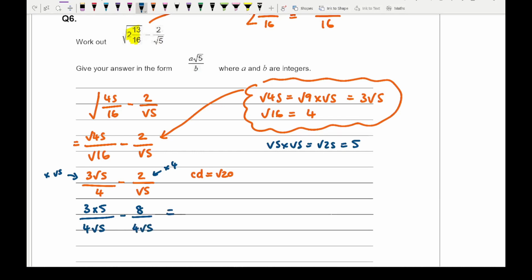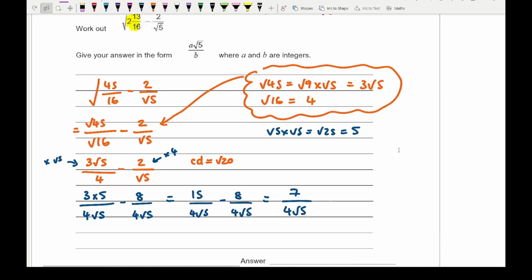Now from this, what I can then do is just simplify them. So I get 15 over 4 root 5. Oh, don't know what's happened there. There we go. Let me just correct that so we're not getting confused. So we get 15 over 4 root 5 minus 8 over 4 root 5, which is going to give me 7 over 4 root 5. And now what I then need to do is rationalize the denominator.